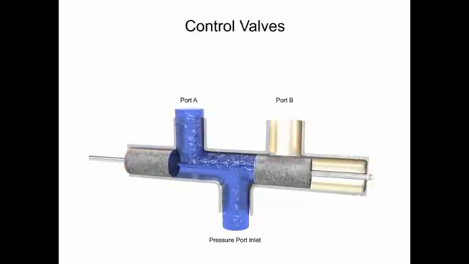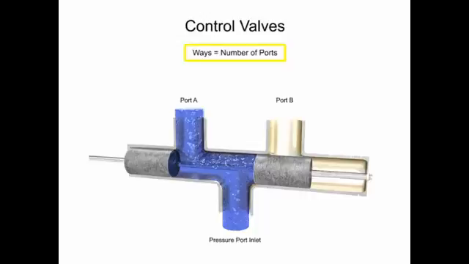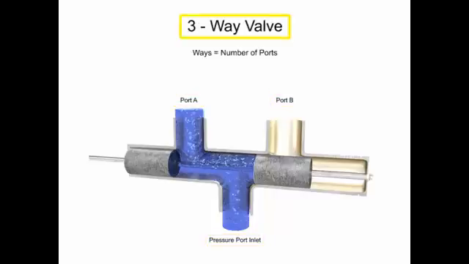Directional control valves are identified by the number of ways that fluid can flow and the number of positions the valve can produce. A way refers to the number of active porting connections, called ports. This valve has 3 ports, so it is a 3-way valve.